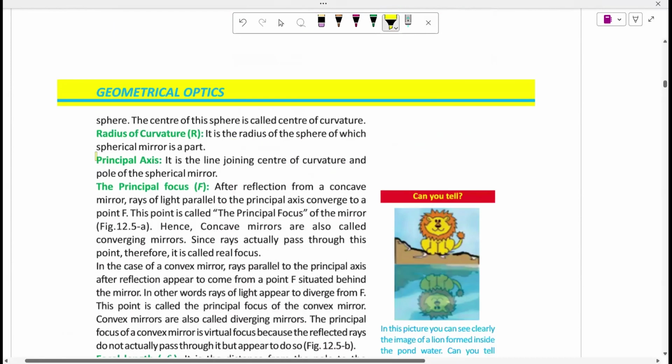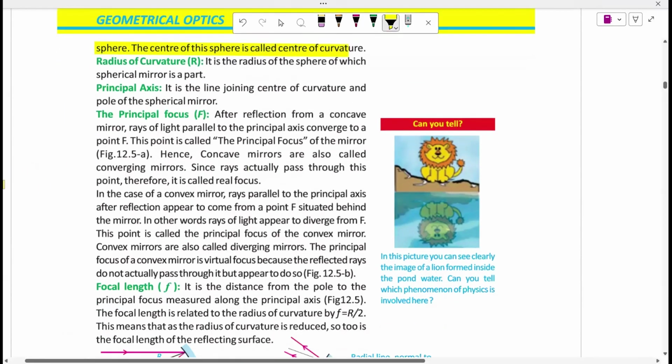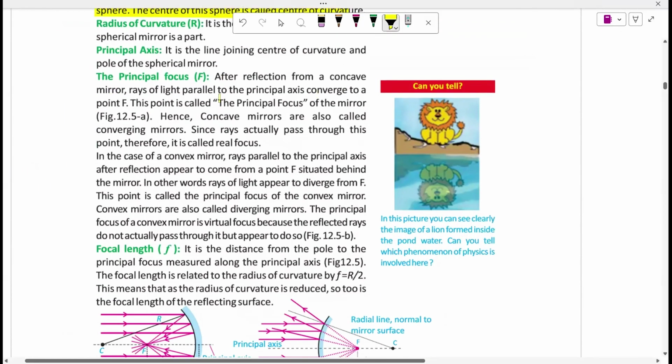Spherical mirror is a part of sphere. The center of sphere is called the center of curvature. Radius of curvature, and this हम लोगों ने सब डिस्कस कर लिया था. Principal focus वाला पॉइंट ये कि where the rays meet after reflecting from the surface, concave mirror rays of light parallel to principal axis converges to a point which is called the principal focus. Hence, concave mirrors are also called converging mirrors.